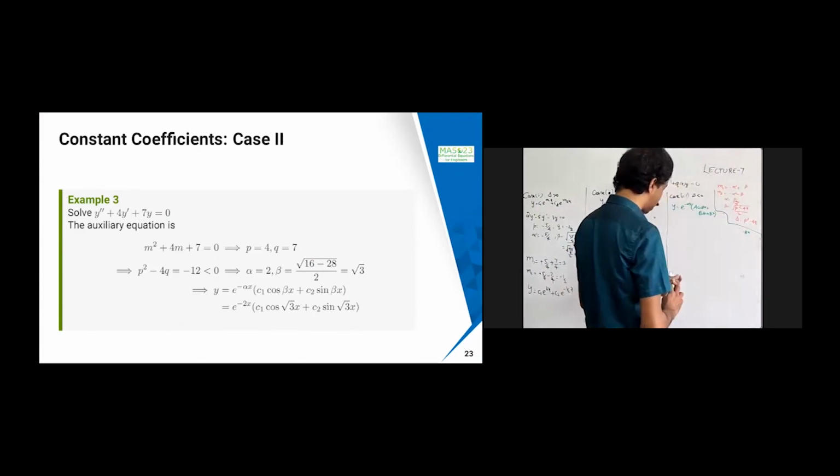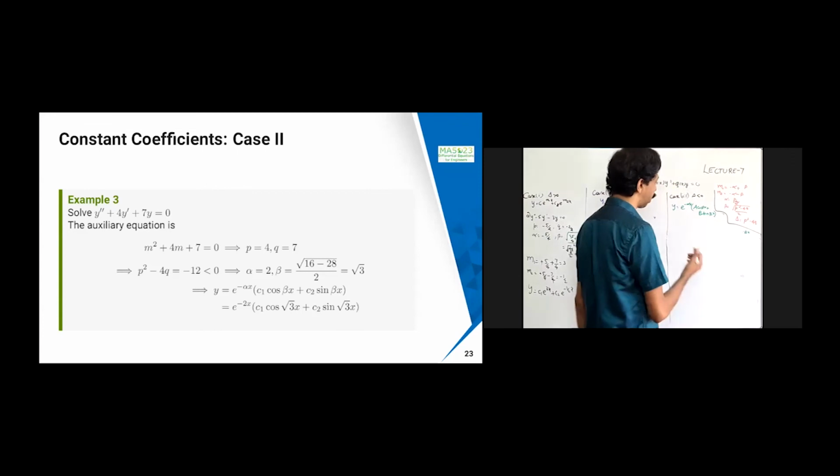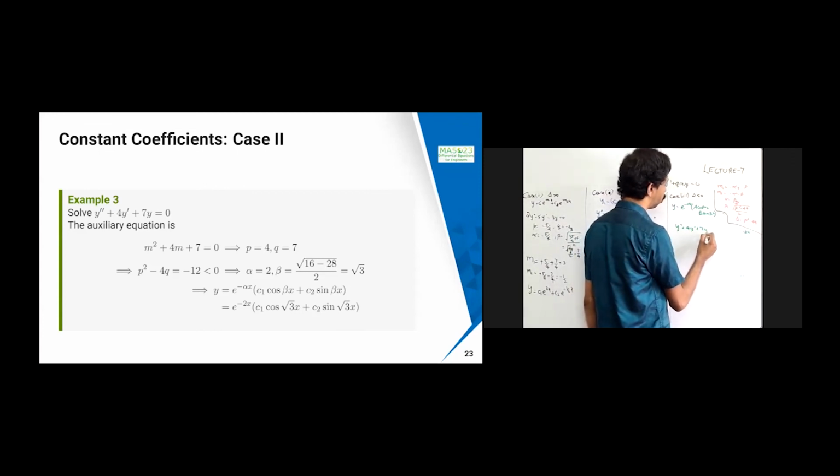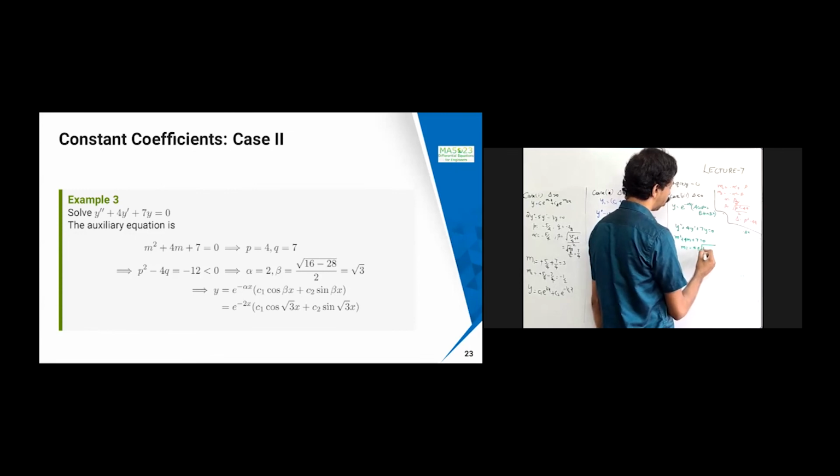Next, case number 3. So, case number 3, here we have y double dash plus 4 y dash plus 7 y equal to 0. So, in this case, your m square plus 4 m plus 7 equal to 0. So, m equal to minus 4 plus or minus square root of 16 minus 4 into 7, so this is going to be minus 28, divided by 2. Therefore, this is going to become like minus 2 plus or minus square root of 28 minus 16.